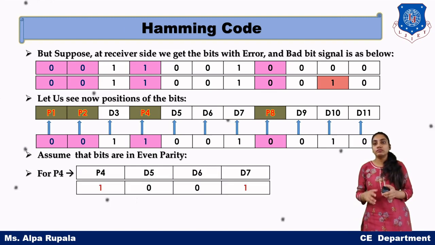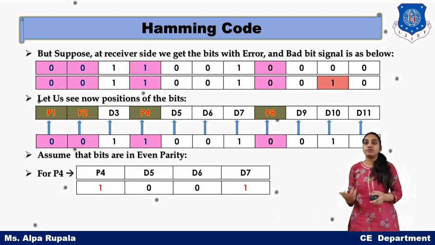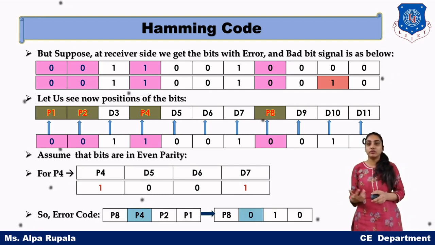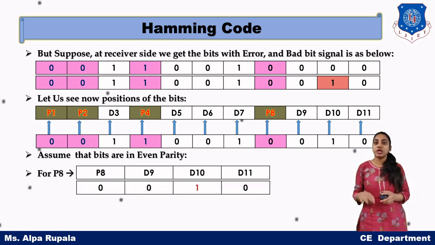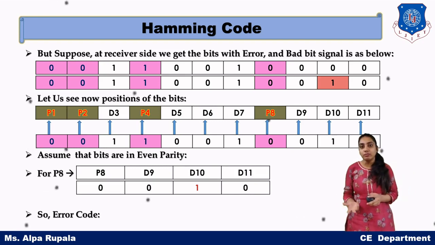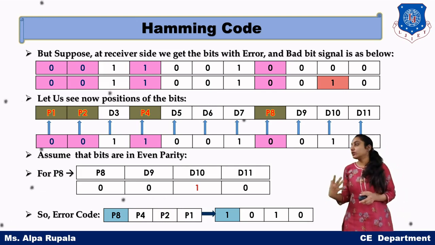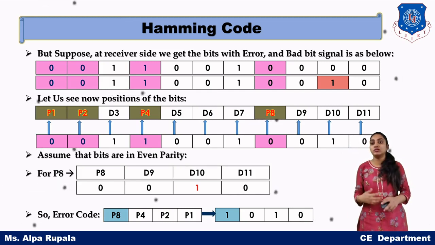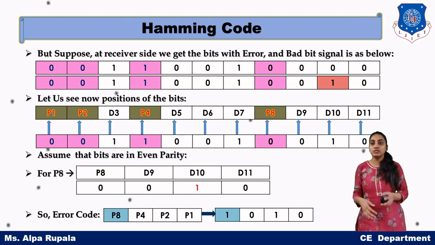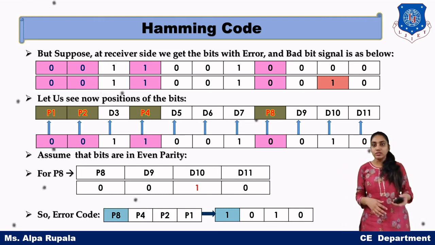Now for P4, again starting with P4, check 4, skip 4, and we have the data already in even parity, so the code value of P4 will be 0. And for P8, starting with 8, check it and skip it. We have an odd number of 1s, but we require even parity, so the P8 value will be 1. So now you can see that if all the elements of these parity bits are 0, then there is no error. But we have values other than 0, and the value is 1 0 1 0.